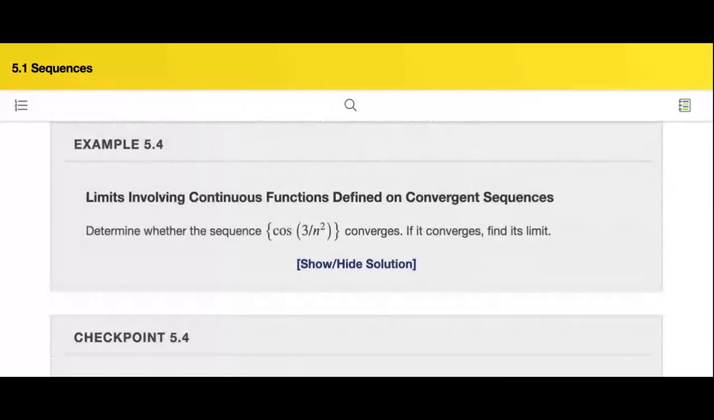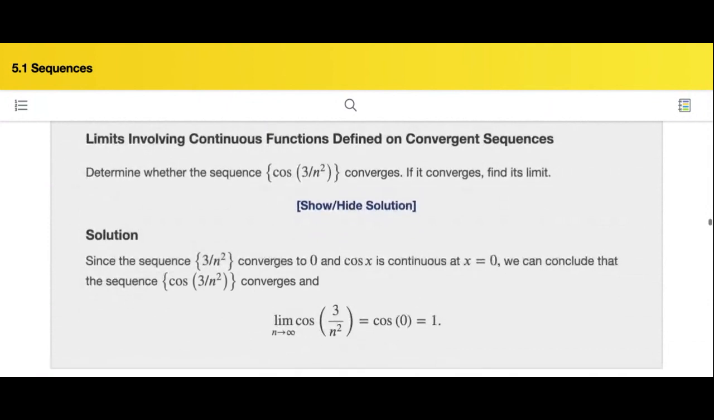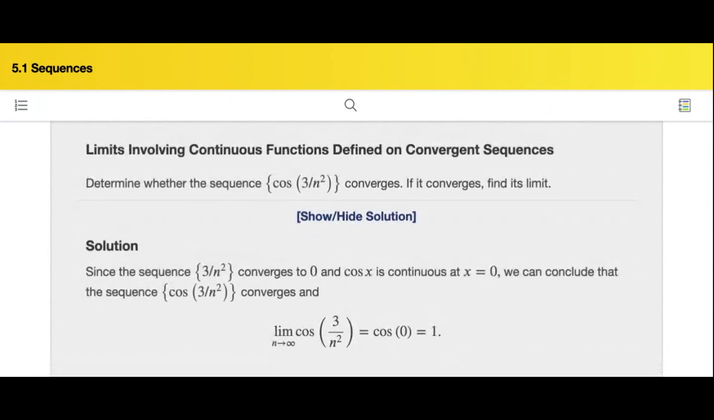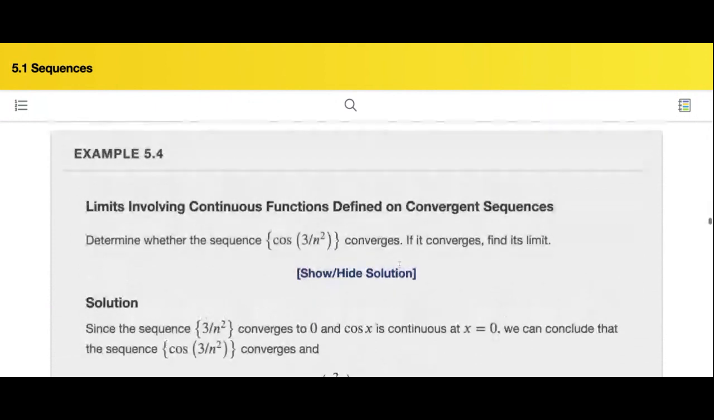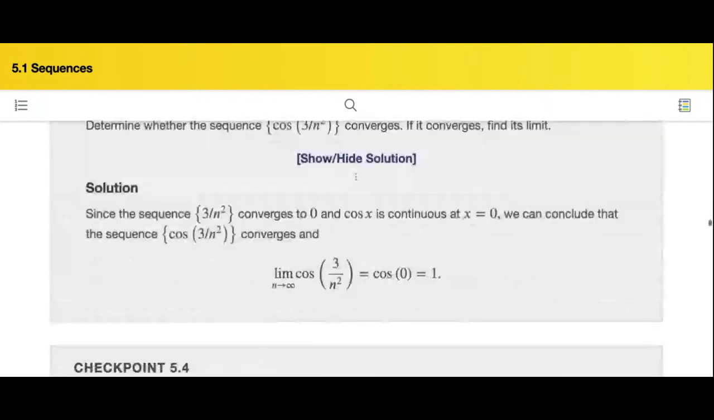Let's see this one. Limits involving continuous functions defined on convergent sequences. Determine whether the sequence cosine of 3 divided by n squared converges. If it converges, find its limit. Since the sequence 3 over n squared converges to 0, and cosine x is continuous at 0, we can conclude that the sequence cosine of 3 over n squared converges to cosine 0, which is 1. So this is just using the theorem.